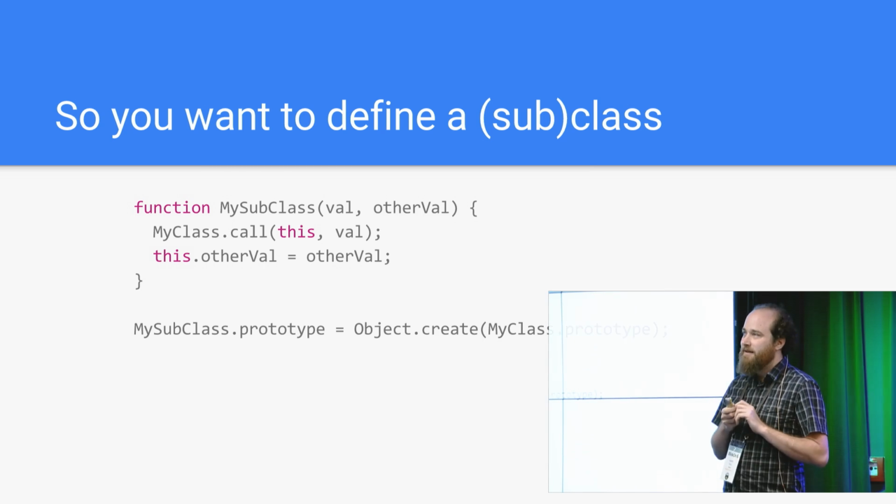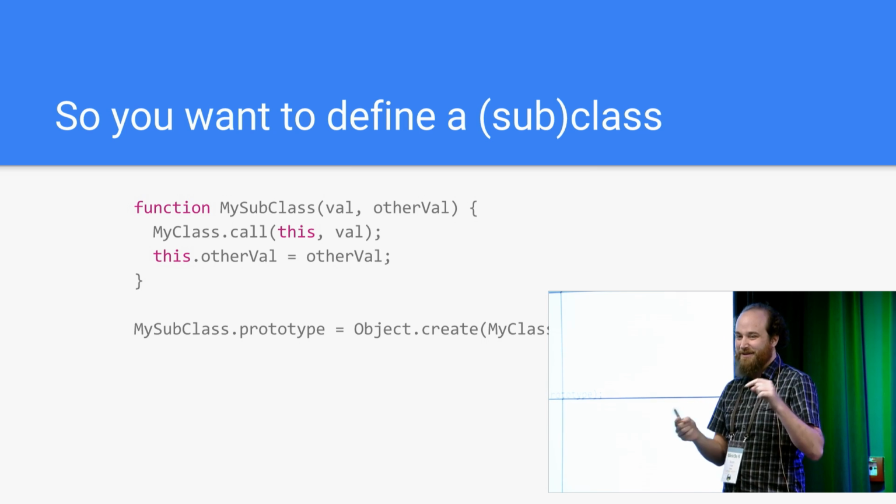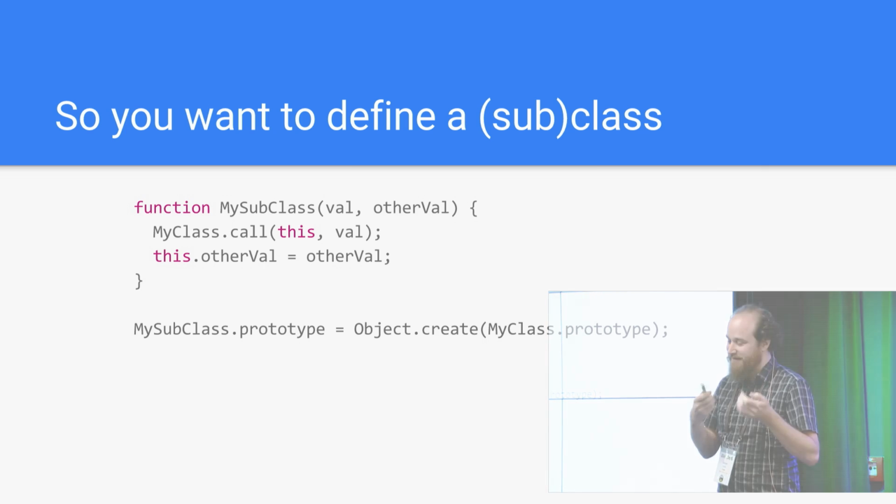Okay, so now you have two kinds of prototypes we're already thinking about. There's this object that has the prototype, and there's the prototype property. Okay, let's keep going and see where we get.